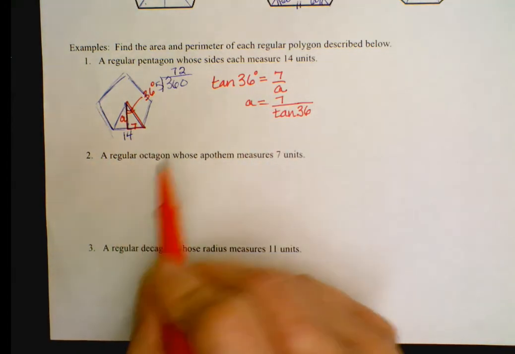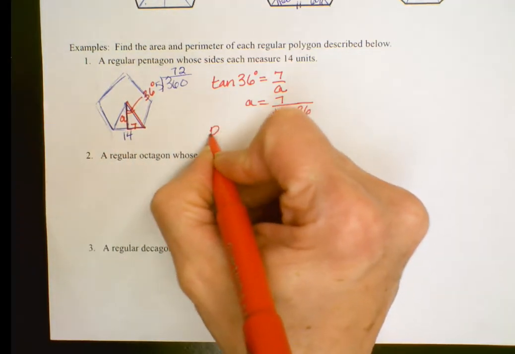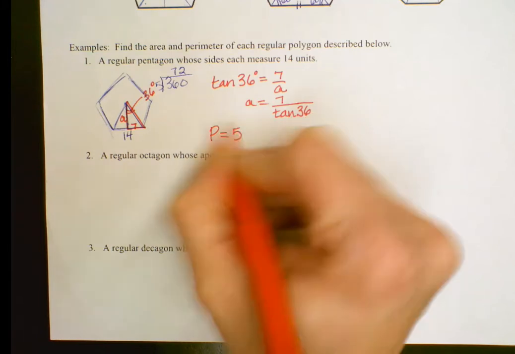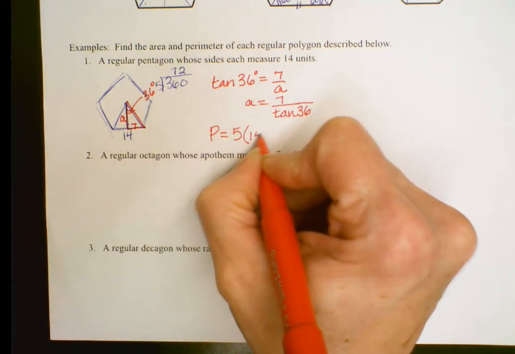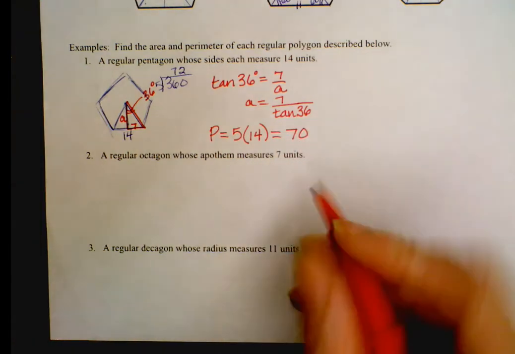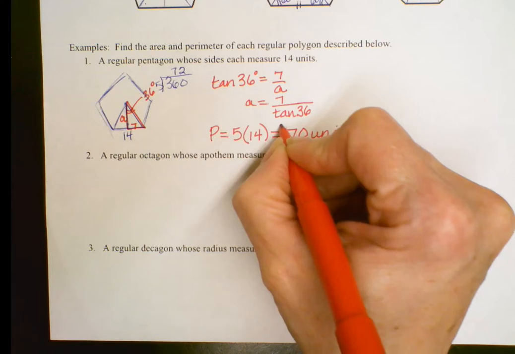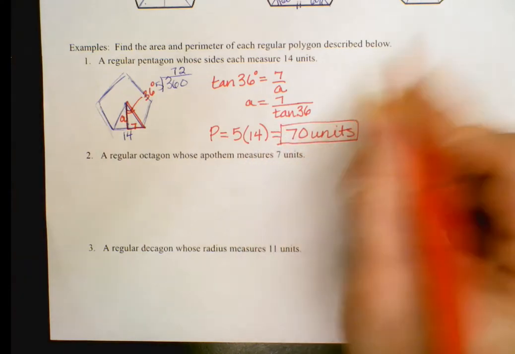The other thing we need to determine is the perimeter of the polygon. The perimeter is composed of 5 segments, each of which is 14 units long. So 5 times 14 gives us a perimeter of 70 units. And that's one of the answers that are requested. Now let's find the area.